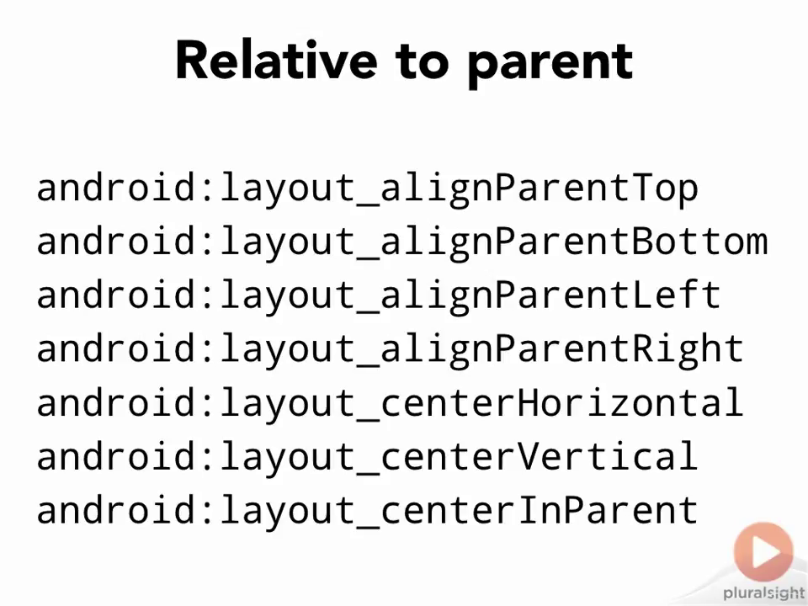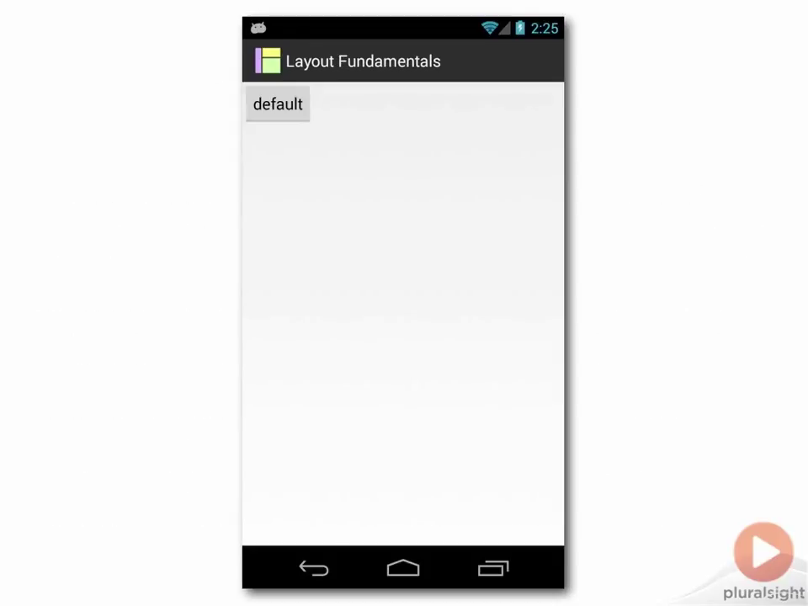Let's look at it graphically. By default, you are going to have your view to the top left relative to your parent. You can push it to the right by saying layout_alignParentRight, to the bottom by saying layout_alignParentBottom, or center horizontally by saying layout_centerHorizontal, center vertically by saying layout_centerVertical. There's also a shorthand. If you want it to be both vertically and horizontally centered, you can just say centerInParent.